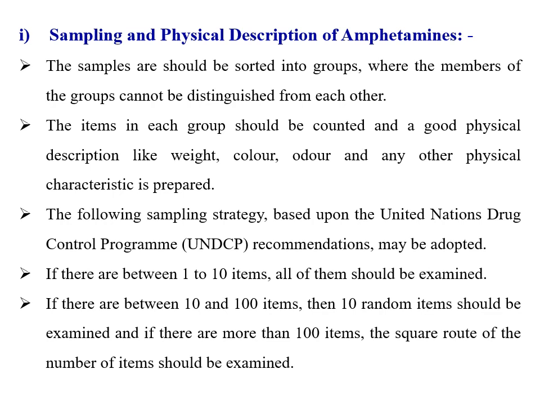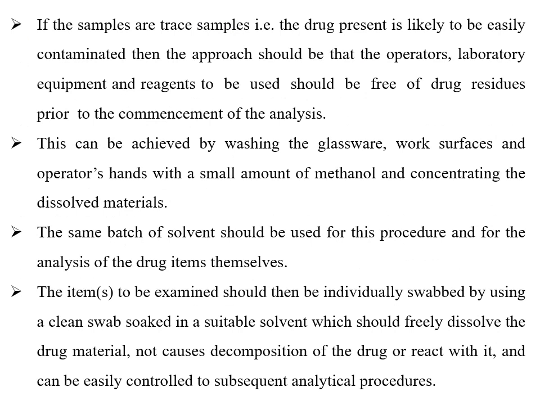Similarly, the recommendations proposed by the United Nations drug control programme are adopted to decide the number of samples to examine. For example, if there are between 1 and 10 items, all of them should be examined. If there are between 10 and 100 items, then 10 random items should be examined. And if there are more than 100 items, the square root of the number of items should be examined. By selecting the proper number of items, the analysis can be carried out further.